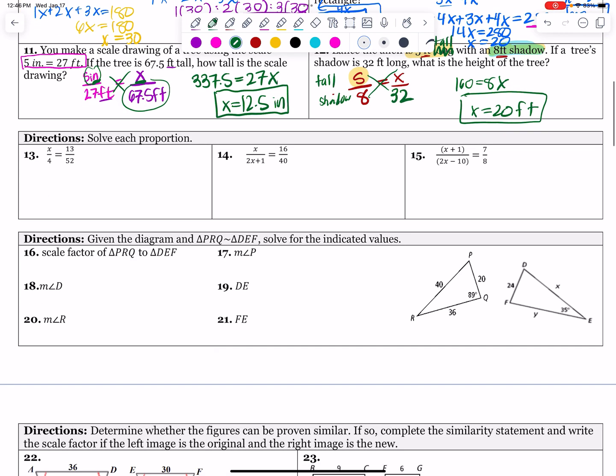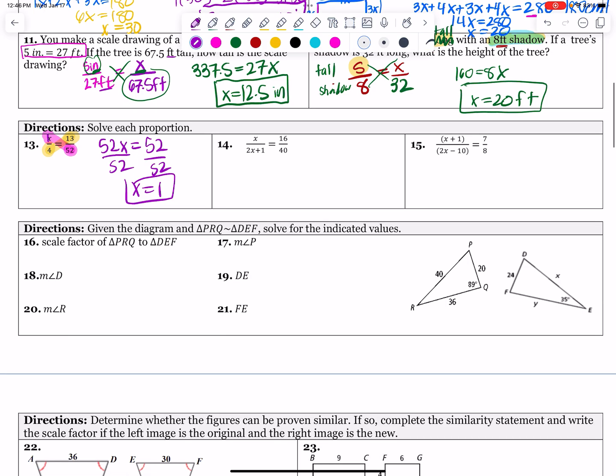Okay, solve the proportion. So again, y'all have gotten so good at this unit, you're just going to cross multiply. So we're going to cross multiply, and our cross products we're going to set equal. So that would be 52x equals 13 times 4, which is 52. We divide by 52 on both sides, and we get that x is 1. And you can check this. If you go back and you put a 1 right here, 1/4 is the same fraction as 13 over 52. If you use your calculator to reduce 13 over 52, you're going to get 1/4 as well.